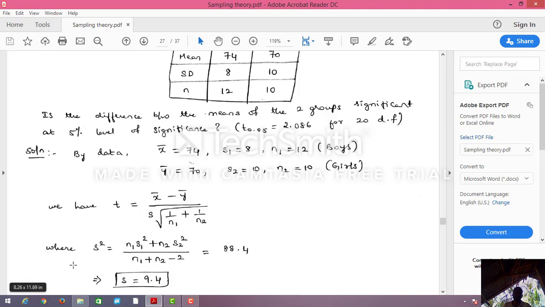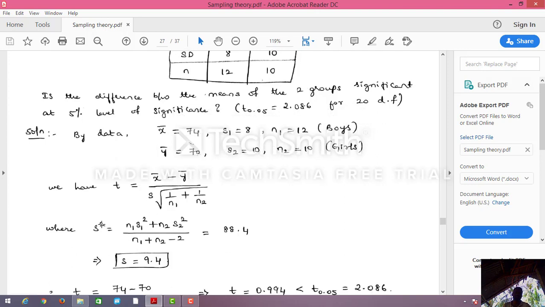To find s, we can use the other formula I mentioned: s square equal to n1 into s1 square plus n2 into s2 square divided by n1 plus n2 minus 2. What is n1 here? You know that n1 is 12. What is s1? s1 is 8.